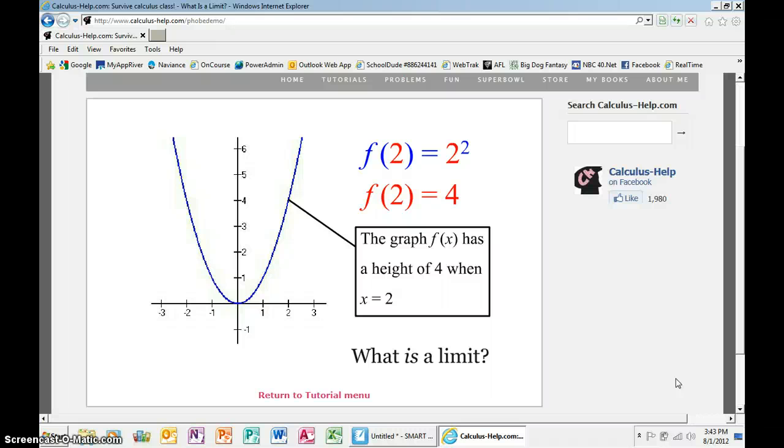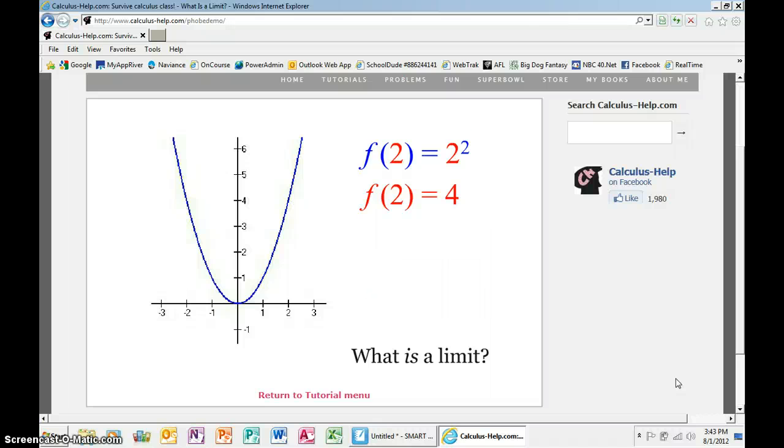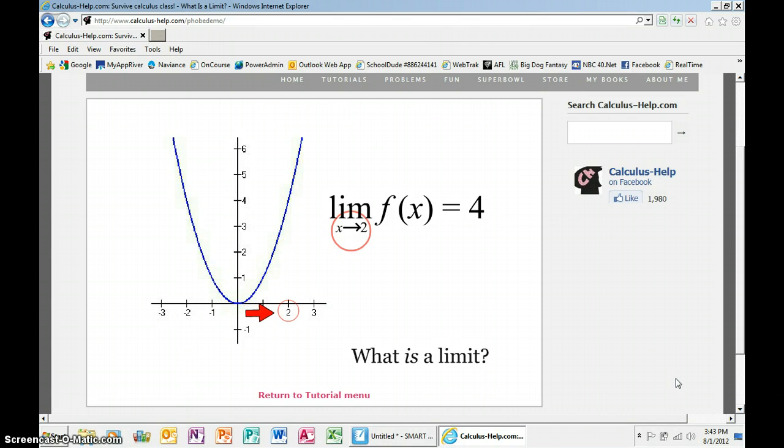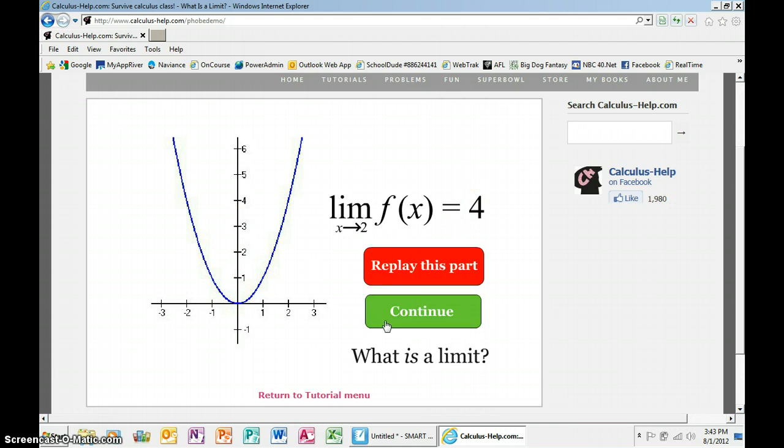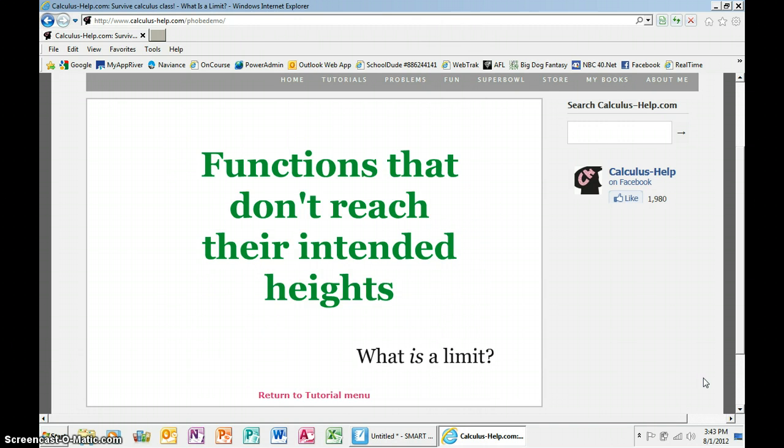Pretty simple. But now I can create my first very basic limit statement, and that is the limit as x approaches 2 of f of x equals 4. This just means that whenever I'm getting very close to the x value of 2, my function is getting very close to the height of 4. There's nothing really earth-shattering about what we just learned, but that changes when we examine functions that do not reach the heights they intend.